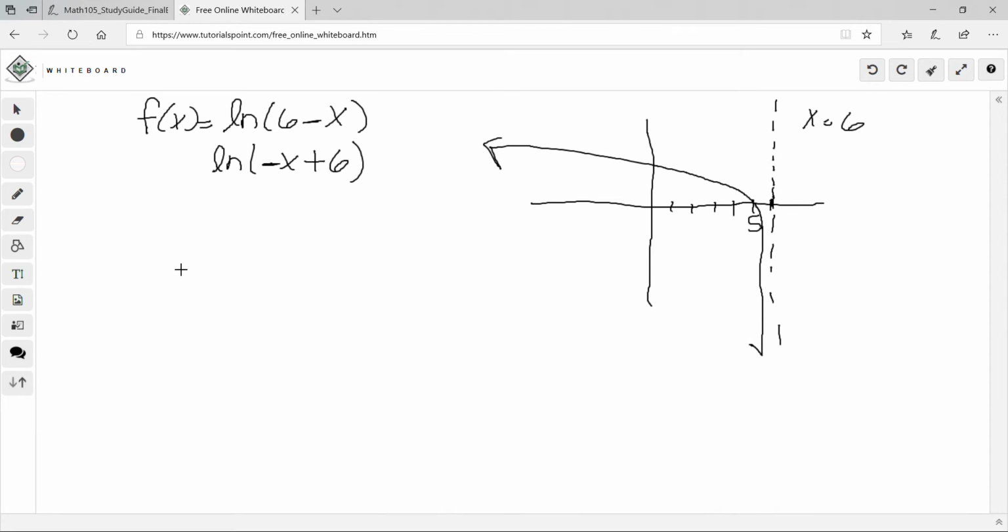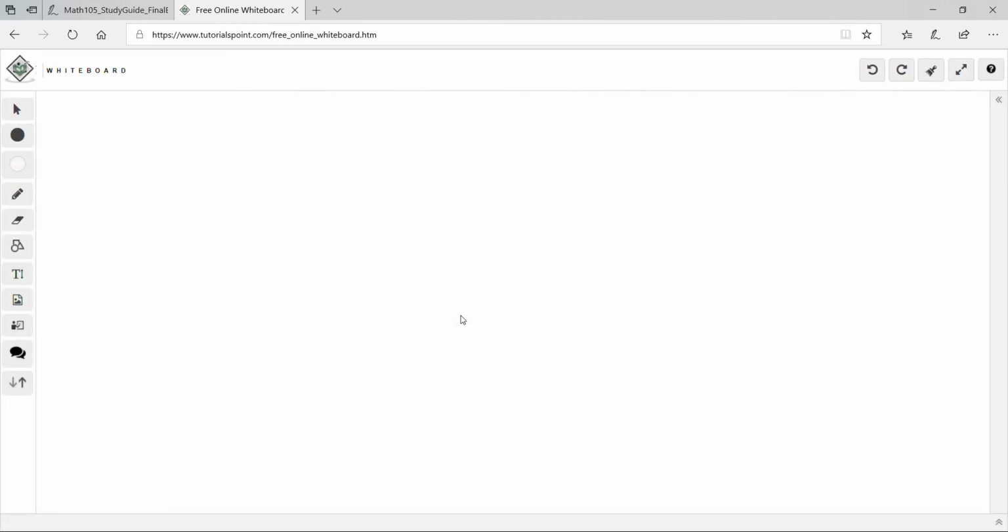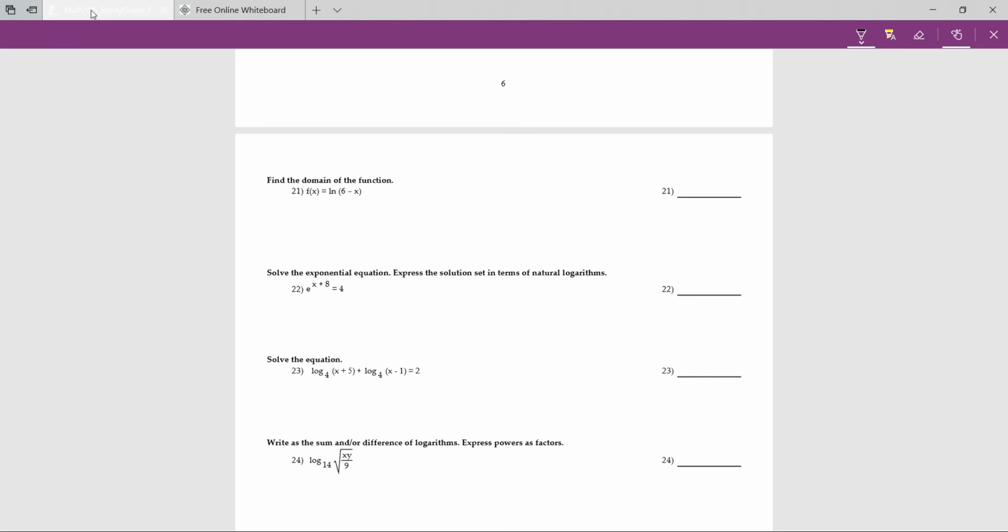So our domain is from negative infinity, right? Negative infinity, and then it stops at our asymptote at 6. So that's how you find the domain. That was 21. 22 says solve the exponential equation. Express the solution in terms of natural logarithms.